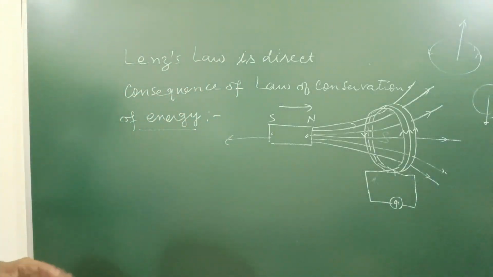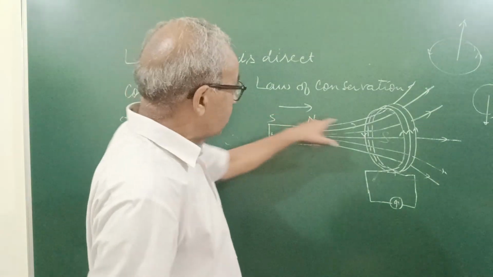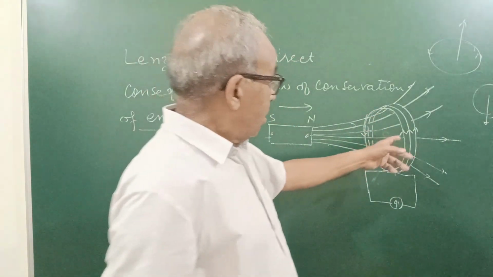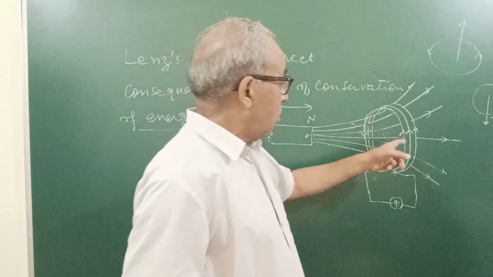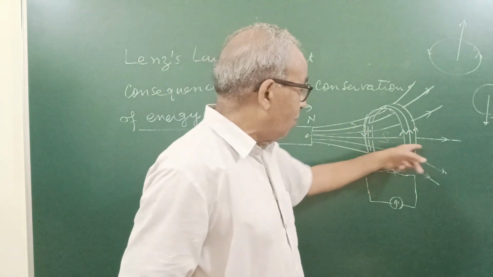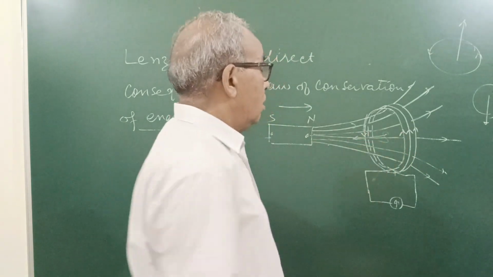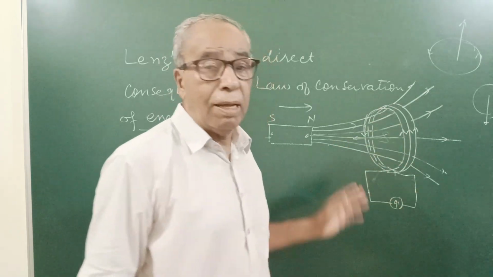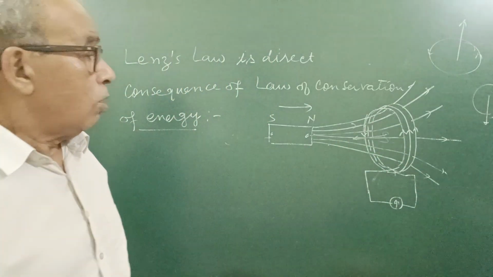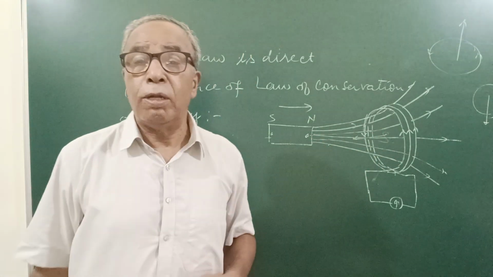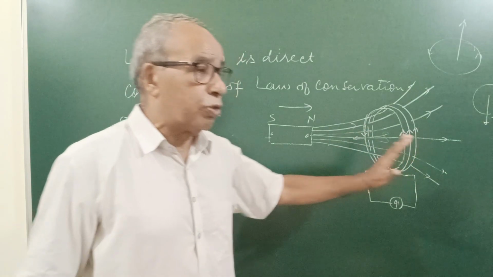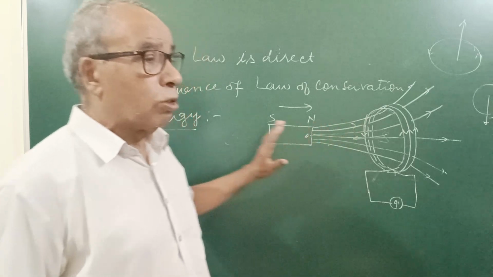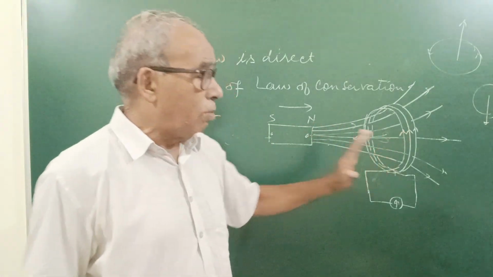May I repeat again? If we carry the magnet toward the loop, the flux is increasing. Then the induced current here will produce a flux opposing it, meaning field lines will come out. If field lines come out, the face facing the north pole will act as a north pole, and north pole repels north pole. So we have to do work against the repulsion force, and hence electric energy is obtained at the cost of mechanical work done in moving the magnet.